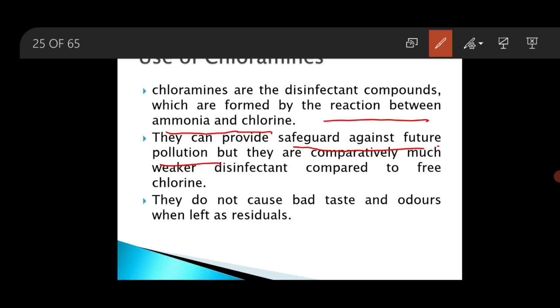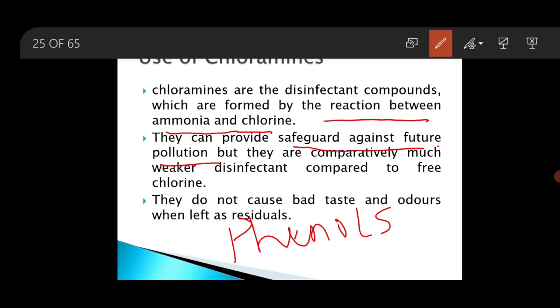The advantages of chloramines are they do not cause bad taste and odors, and they are very useful when phenols are present in water. If phenols are present in water, then this proves to be a good disinfectant, because when phenols are present in water, if chlorine is applied alone, it will result in the creation of a disagreeable taste, but no such taste will be developed when it reacts with chloramines.